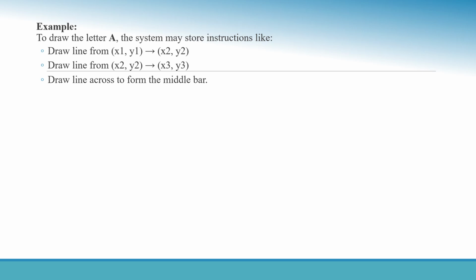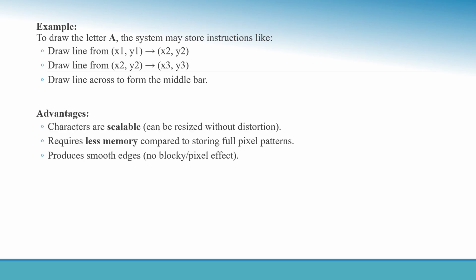For example, we want to draw the alphabet A. As we saw, here three line segments are used. How is C drawn? It uses a curve. D has both line segments as well as a curve. This is how the stroke method works.